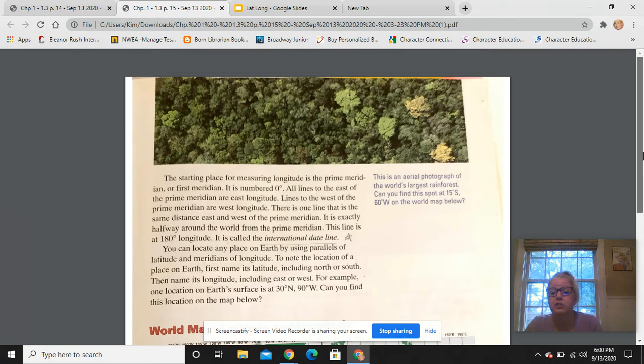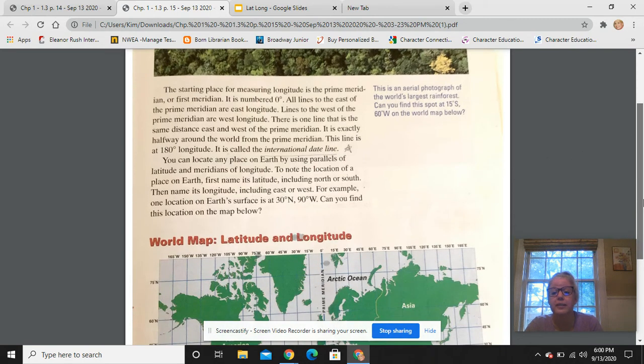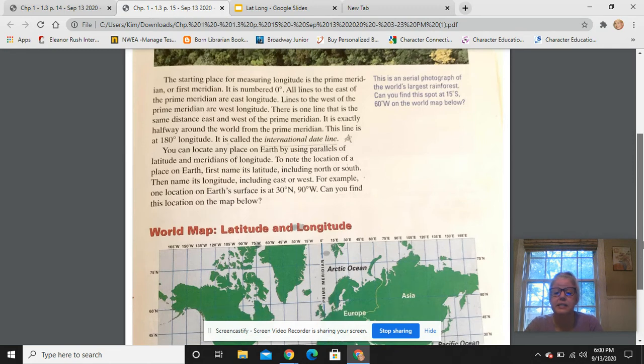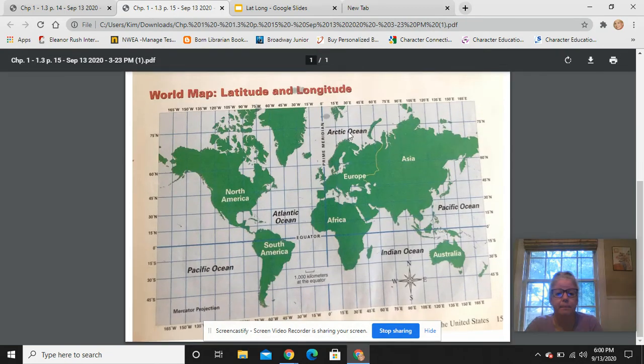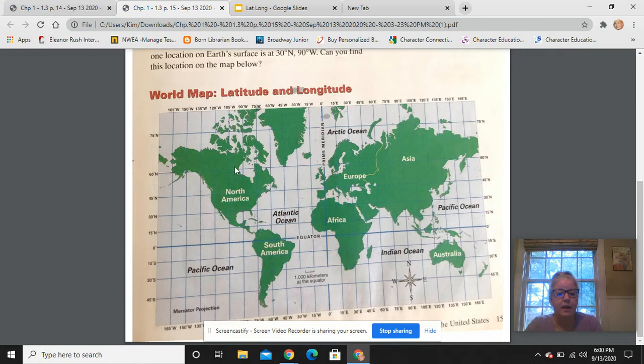So 15 degrees south latitude, remember south of the equator, 60 degrees west. So let's see if we can find it. Okay, so first it said 15 degrees south latitude. So I'm south of the equator. And up here, I'm west of the prime meridian. So I'm going to go down. That spot would be right here where those two lines would meet. So somewhere in South America would be the world's largest rainforest.